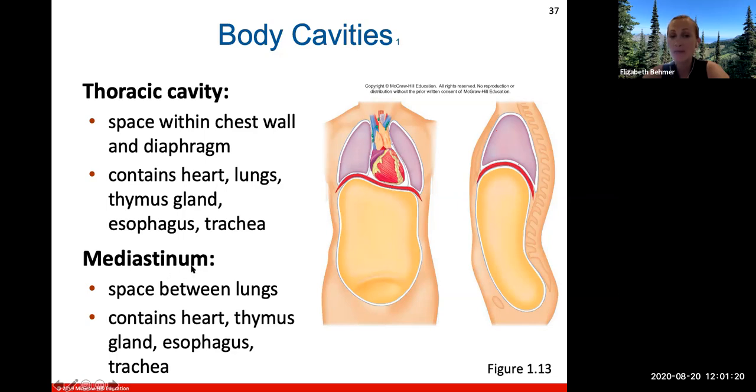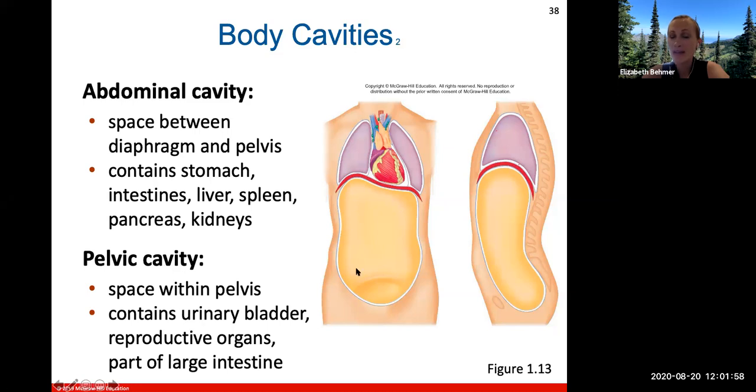The mediastinum is located within the thoracic cavity, and it's right here. It's the space between the lungs. So the mediastinum will contain your heart, the thymus gland, which is right here. Your esophagus and trachea are these structures, and then it'll also contain some major blood vessels that come off of the heart. In green, these little green circles are thymus glands, or lymphatic glands, which are important for the lymphatic system. So the mediastinum is this central part within the thoracic cavity.